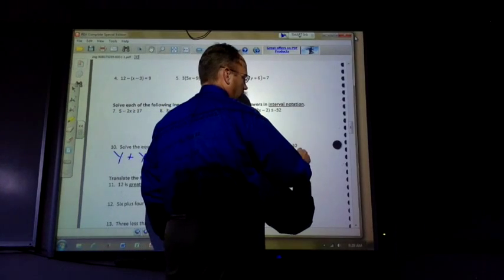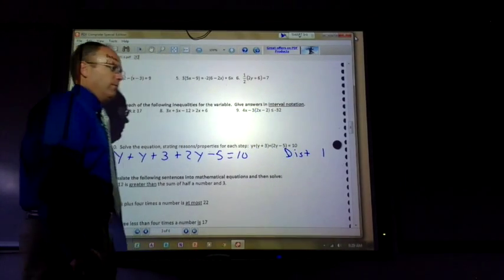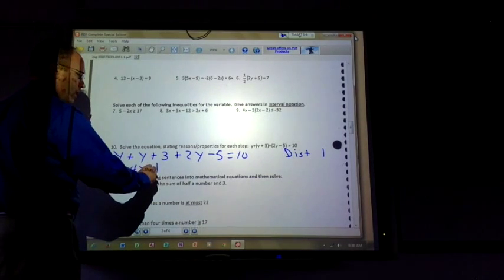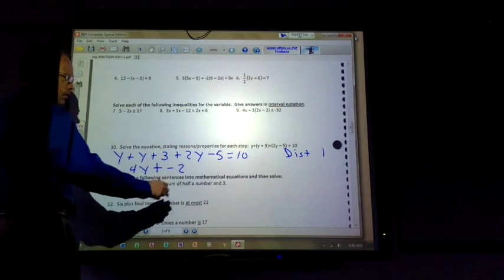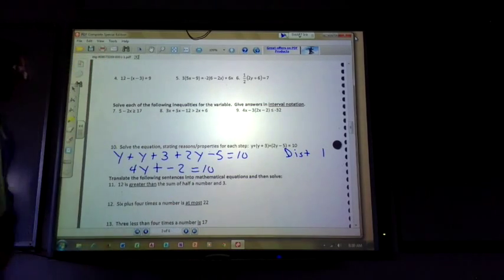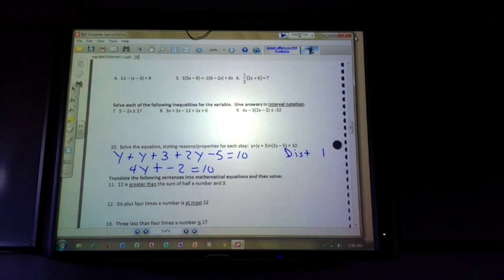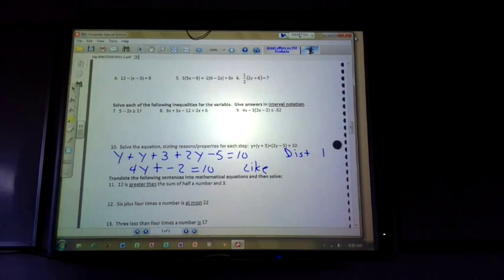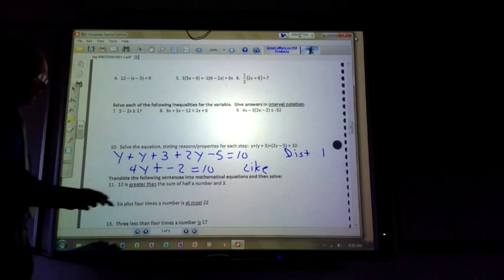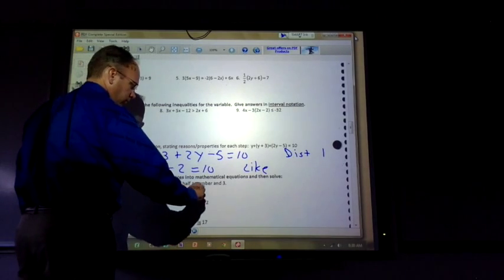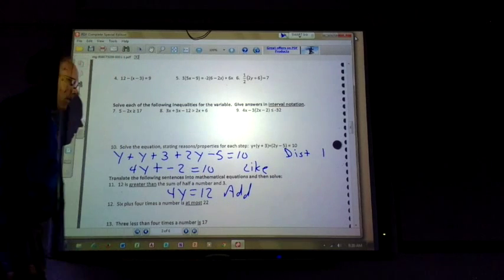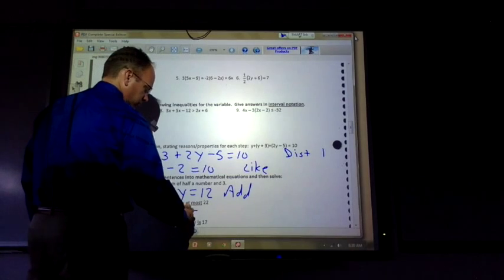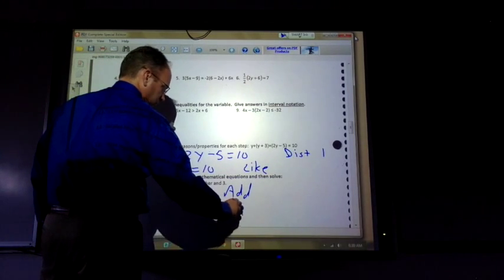you could say I distribute 1. That might be okay. And then I get 4y plus -2, or just -2, equals 10. What did I do there? Like terms, okay? So you can put like terms or something like that. Let's add 2 to both sides. So I added. And then what's last? Divide by 4. Done.